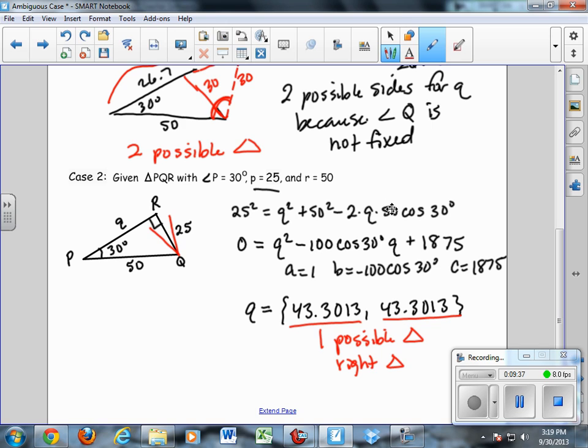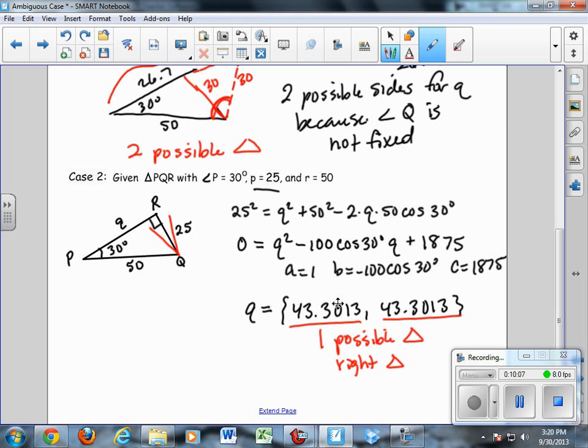Now I have Q squared minus 100 cosine 30 Q. So all of that's the same, but I've changed this number here. So now I do 50 squared minus 25 squared and I get 1875. And here's my A, my B, and my C. When I do the quadratic formula this time, I get 2 identical answers. When I get two identical answers, it means there's exactly one possible triangle, and also that it is a right triangle when these two numbers are the same.